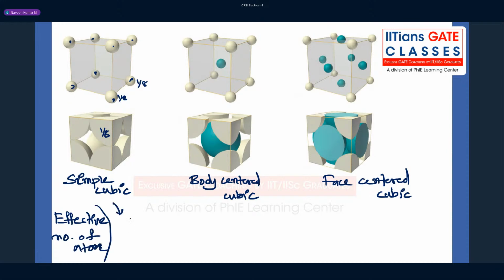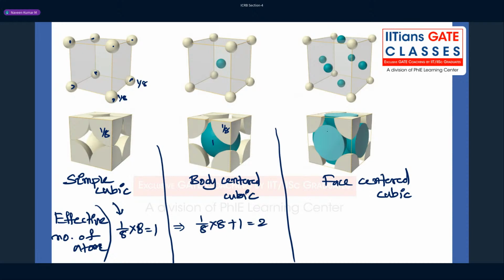For simple cubic, 1/8 into 8 corners will give you 1. So the effective atoms are 1 in this case. Here, this is 1/8 and there is 1 full. So here I can say the effective atoms are 1/8 into 8 plus 1, which gives you 2.